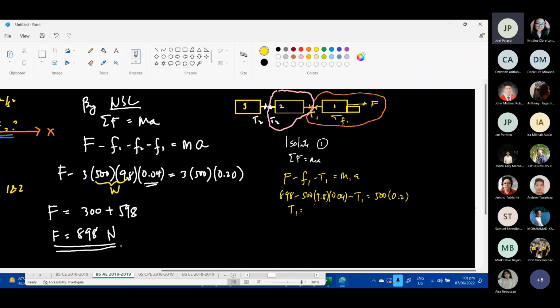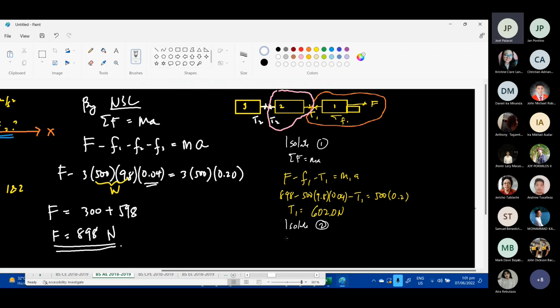So it should be what? 602? Yes po. I kind of forgot that last part po. Sorry po. Okay, so we might have made a slight calculation error. We now isolate car 2.